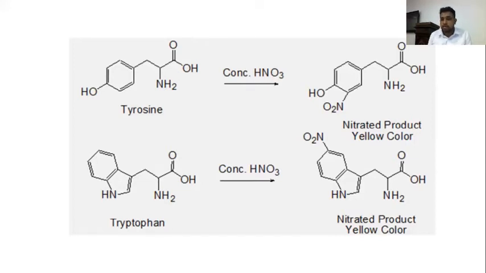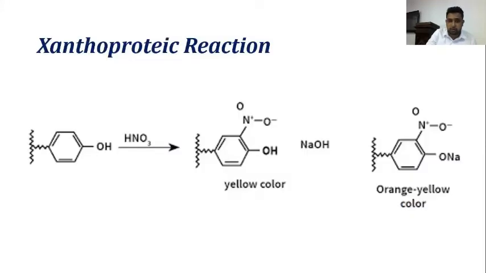Okay, so the principle is similar. It will get nitrated when we add concentrated HNO3, and the product will turn into an orange yellow colored product when we add sodium hydroxide. Okay, so proteins containing tyrosine, tryptophan, as well as phenylalanine will give positive results for xanthoproteic reaction.